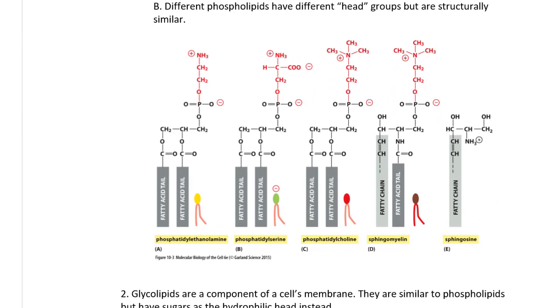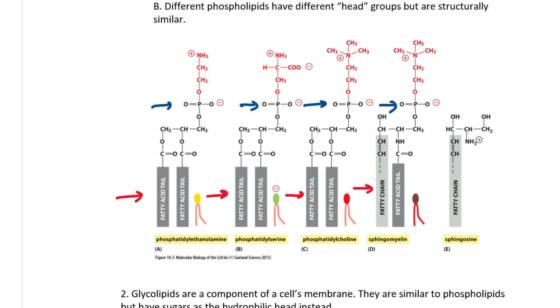Different phospholipids have different head groups, but are structurally similar. So in this case, you can see that we have a picture of 4 different phospholipids: phosphatidylethanolamine, phosphatidylserine, phosphatidylcholine, and sphingomyelin. Now, these all have very similar structures. You have a phosphate, and then you have 2 fatty acid tails, or fatty chains, in each.